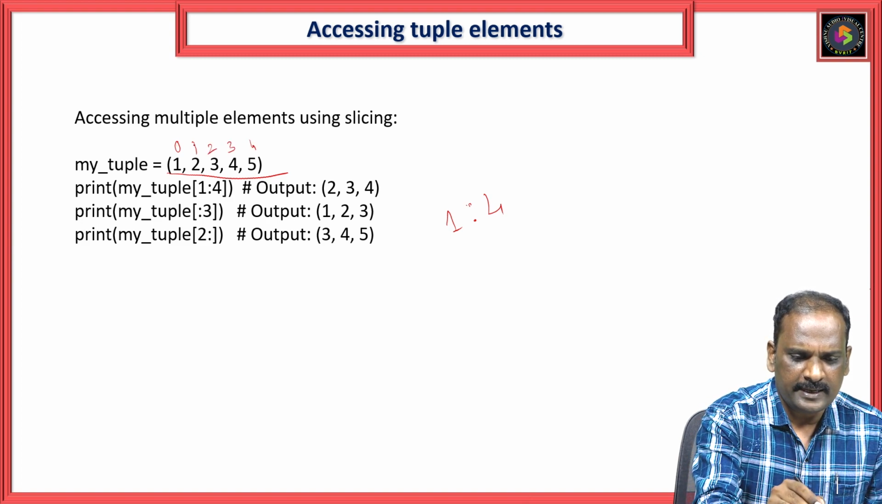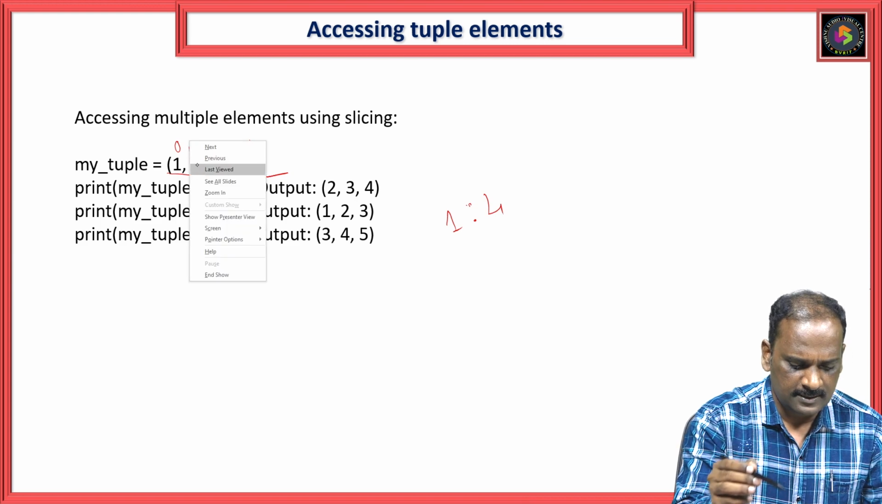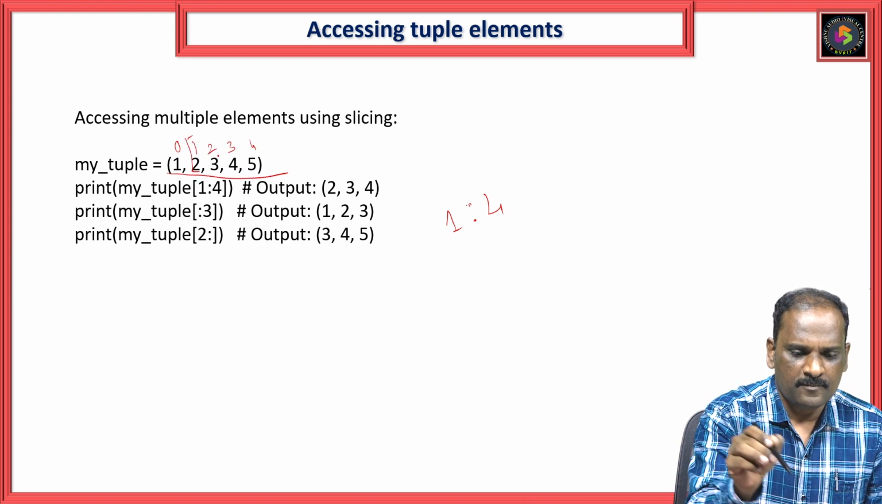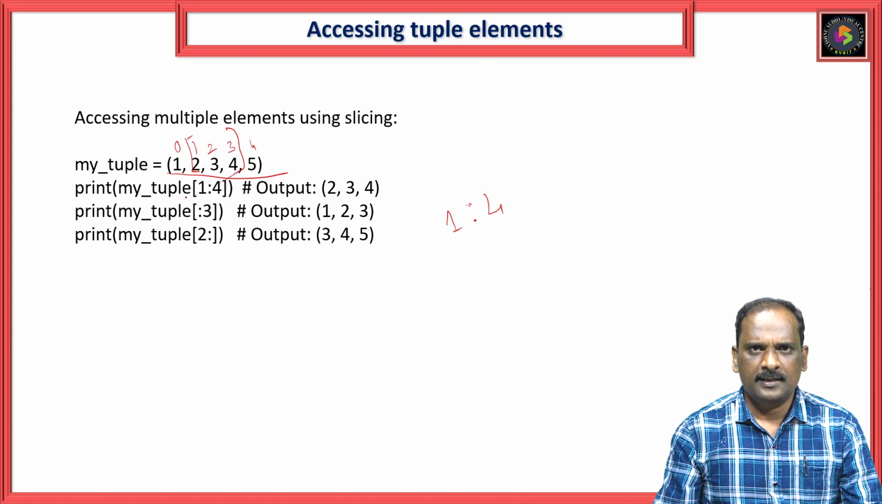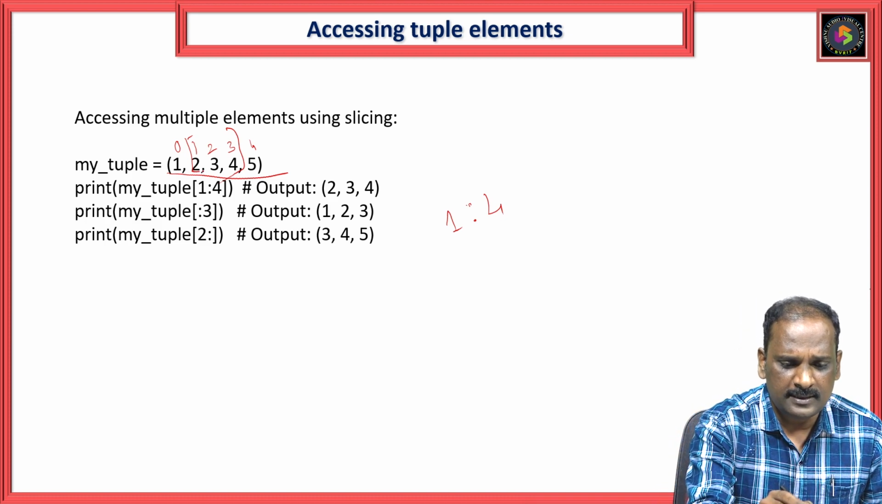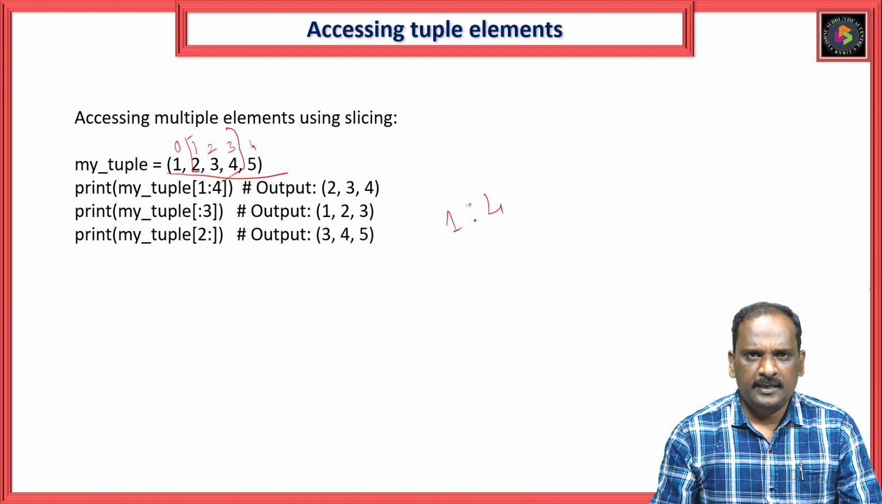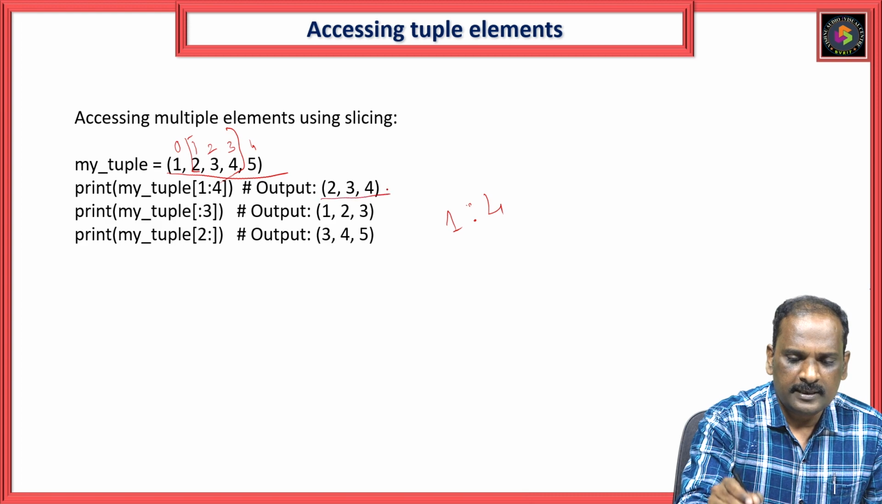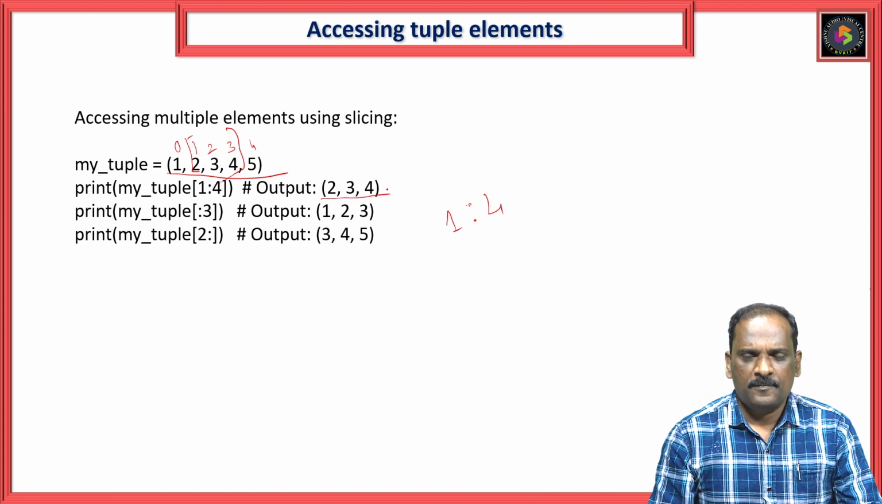So from the first index to 4th, as we see that the last index 4 is not considered. So what are the elements here? The elements are 2, 3, 4. So 2, 3, 4 is displayed inside the tuple. Whenever we access the elements by using the slicing, the output will be in the form of a tuple.